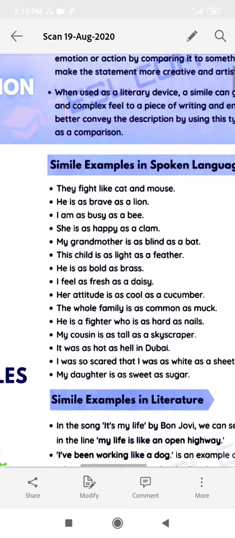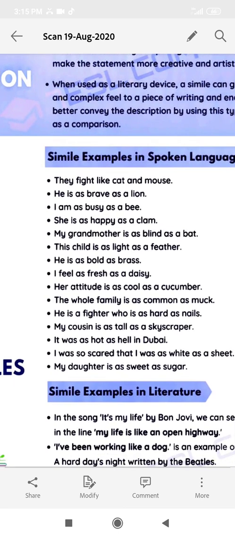Okay, next example. My grandmother is as blind as a bat. So grandmother is compared with bat, and the word as is used for comparison. So it is simile. Next example.